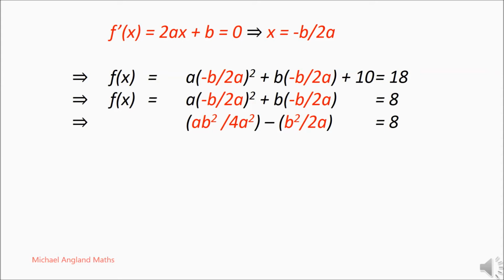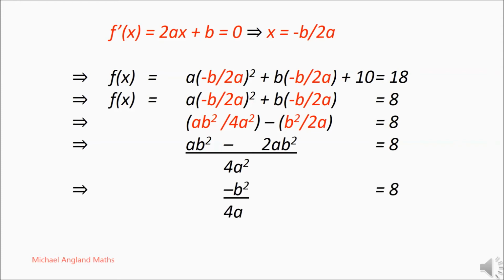And the next step is to find a common denominator for these two expressions on the left. That common denominator becomes 4a squared, which is the denominator for the first term. The second term is 2a. That factors into 4a squared 2a times. So we multiply the numerator of the second term by 2a. And what we end up with is ab squared minus 2ab squared all over 4a squared. And we will now simplify that. And so that gives us minus b squared over 4a is equal to 8.